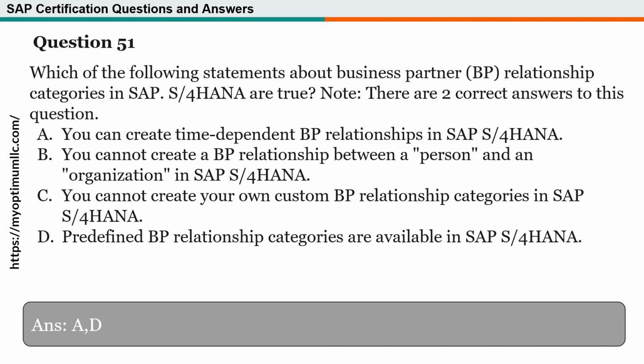Question 51. Which of the following statements about business partner, BP, relationship categories in SAP S/4HANA are true? Note, there are two correct answers to this question. A. You can create time-dependent BP relationships in SAP S/4HANA. B. You cannot create a BP relationship between a person and an organization in SAP S/4HANA. C. You cannot create your own custom BP relationship categories in SAP S/4HANA. D. Predefined BP relationship categories are available in SAP S/4HANA.